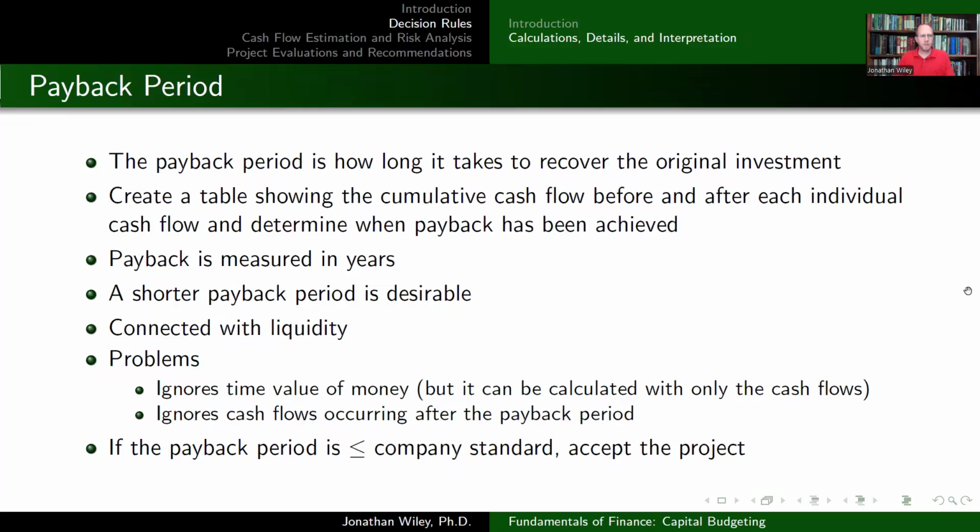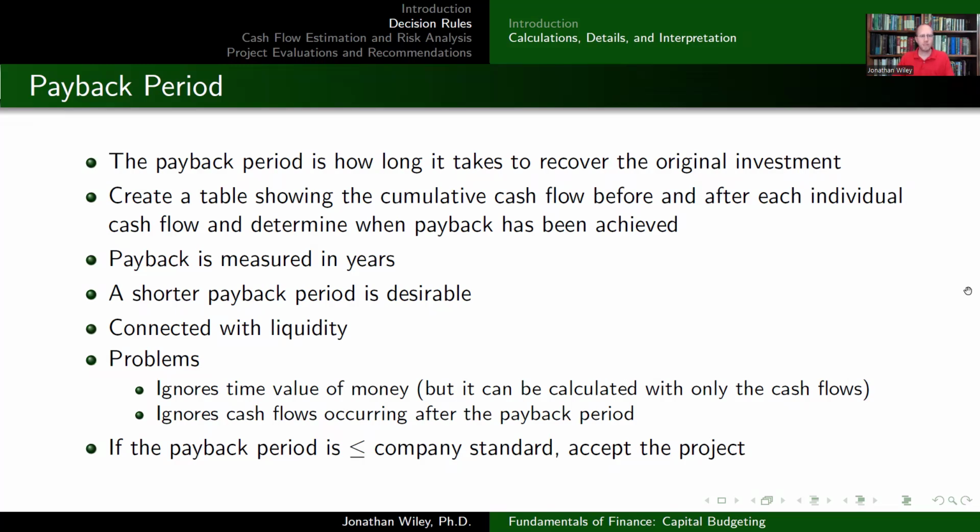All right, so in this video, I'm going to talk a little bit about the payback period and the discounted payback period. So the payback period is how long it takes to recover the initial investment. So it is a length of time. So it's telling you how long for me to get my money back from what I initially spent.